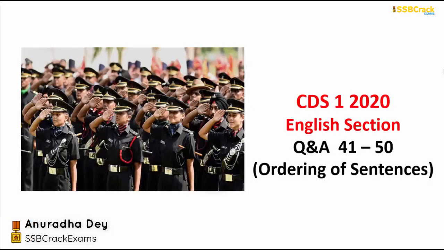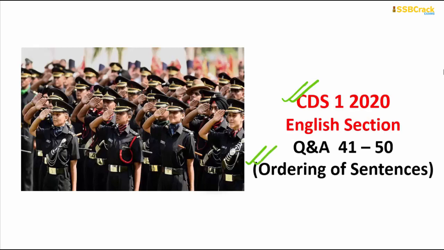I'm Anuradha, and in today's session I'm going to give you the answers and their explanations for the Series 1 2020 English paper. The questions that we're going to solve today are from the section Ordering of Sentences. I'm following the Set A question paper of Series 1 2020 exam. Therefore, the questions from Ordering of Sentences will be from question number 41 to question number 50.